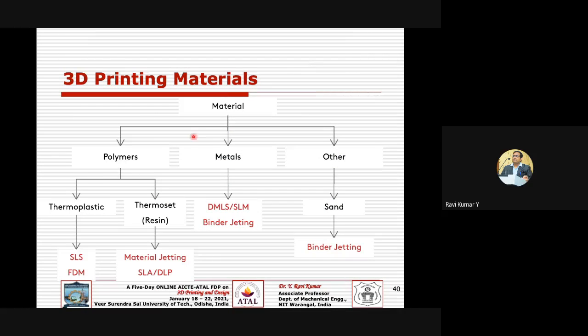So then we need to select. If you are looking for a polymer, and again whether it is a thermoplastic or a thermoset, typically it will be resins, photosensitive polymer resins, then we need to select a particular technology. And if you are looking for metals, you may have a powder bed system or a binder jetting system, or even a DED system can also work out. But what kind of material you're looking at, based on that we need to choose your technology, and maybe sand, maybe other materials.